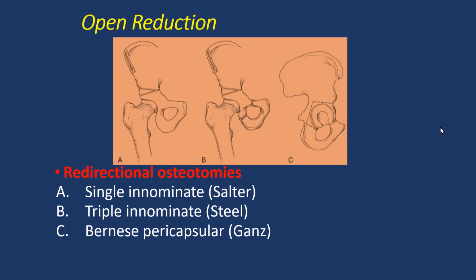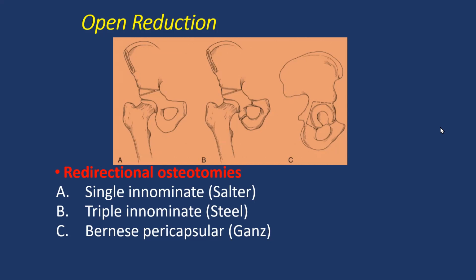Because in the Salter, the child is younger. And if you want to open up the space, it will open up in the region of the symphysis pubis. But in B, it is rigid. The child is older, and therefore you have to do the osteotomy to open up.